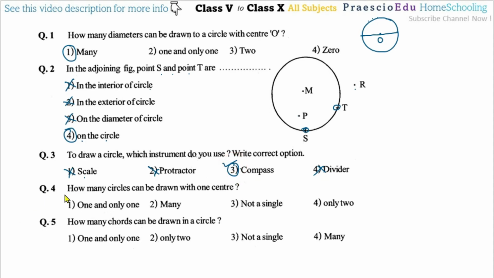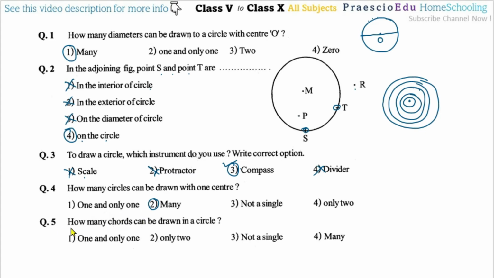Then question number 4, how many circles can be drawn with one center? So with one center we can draw many circles, because one center is this one. So these are different diameters, different radii. So we can say infinite, means many. So option 2 is the correct one.